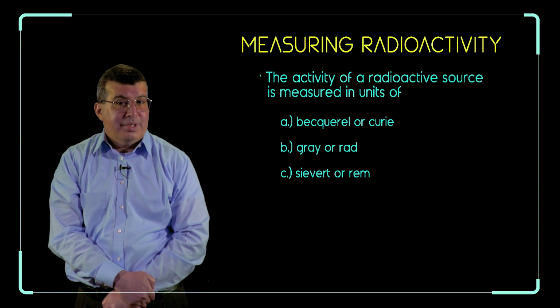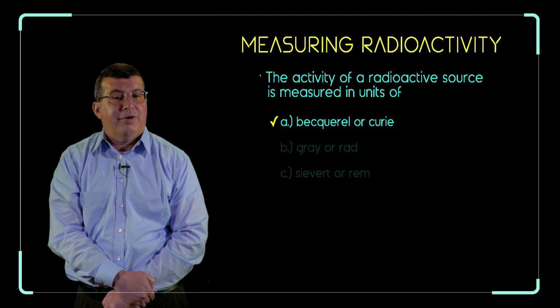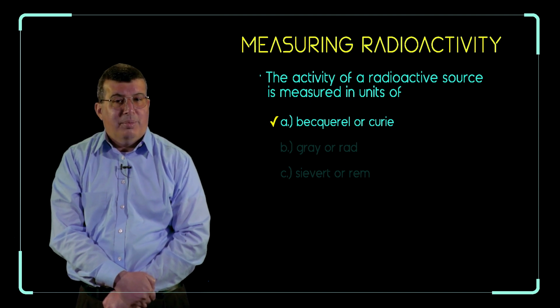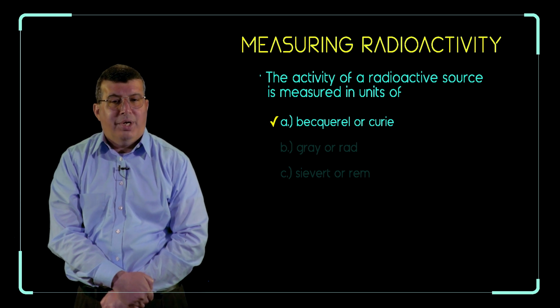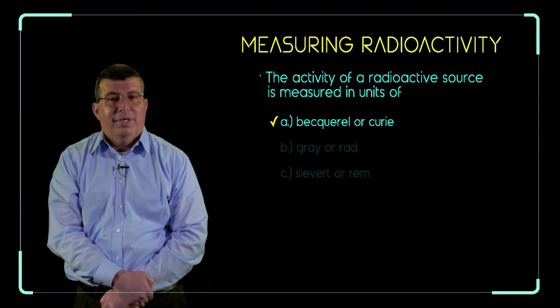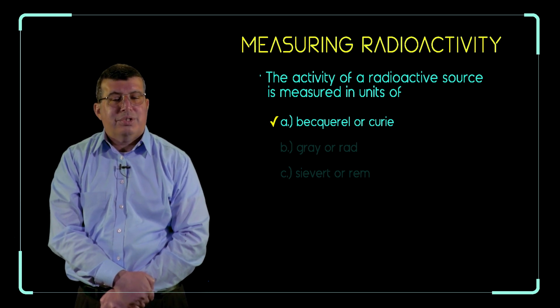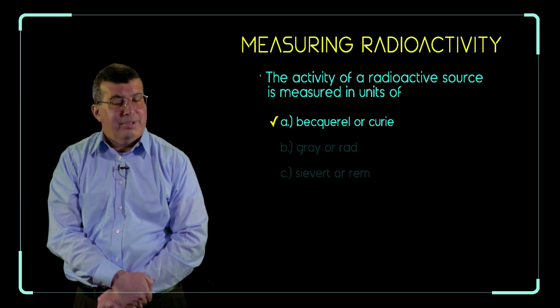The correct answer is A, becquerel or curie. So this is the radioactivity of a source. Remember that a becquerel is 1 decay per second, so 1 alpha decay or beta decay or gamma decay per second from the source. So the activity of a source is measured in units of A, becquerels or curies.